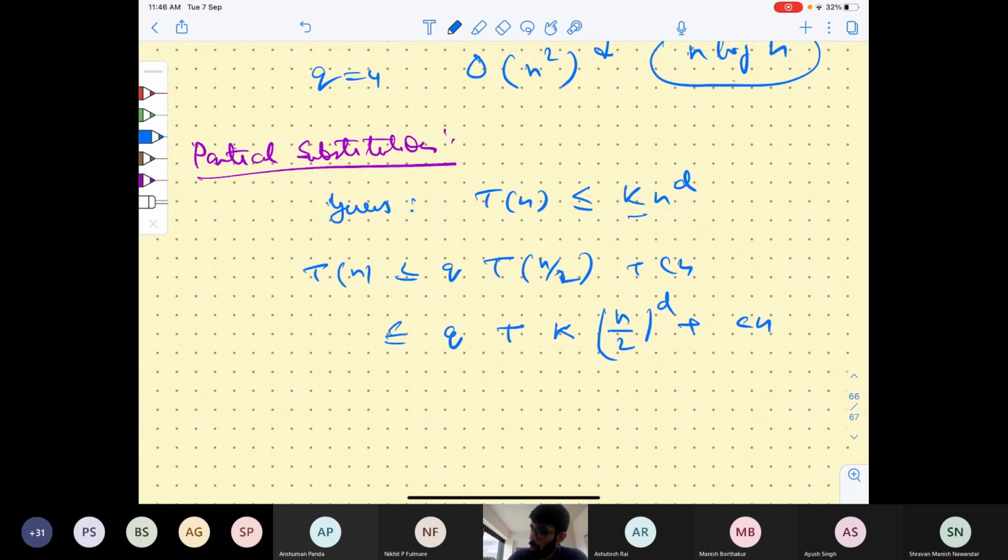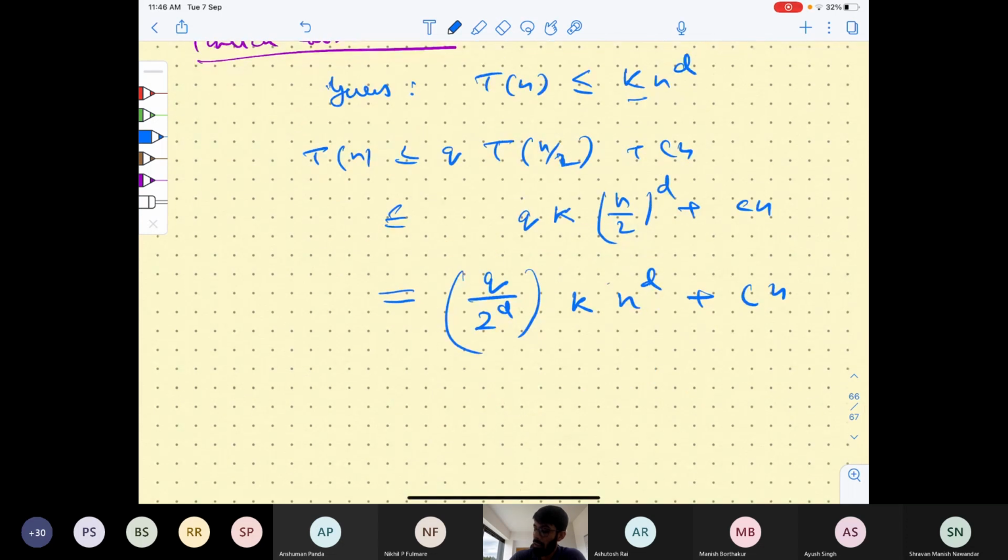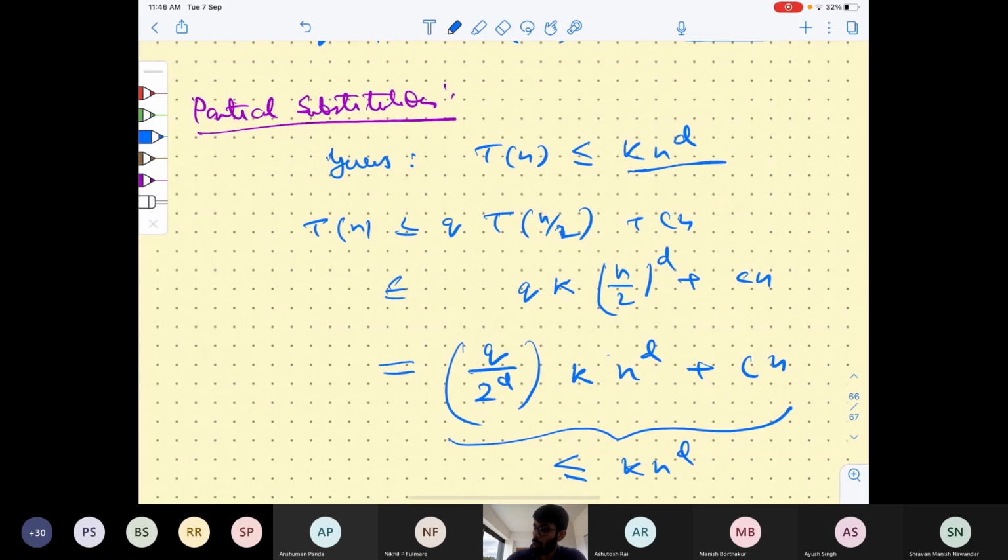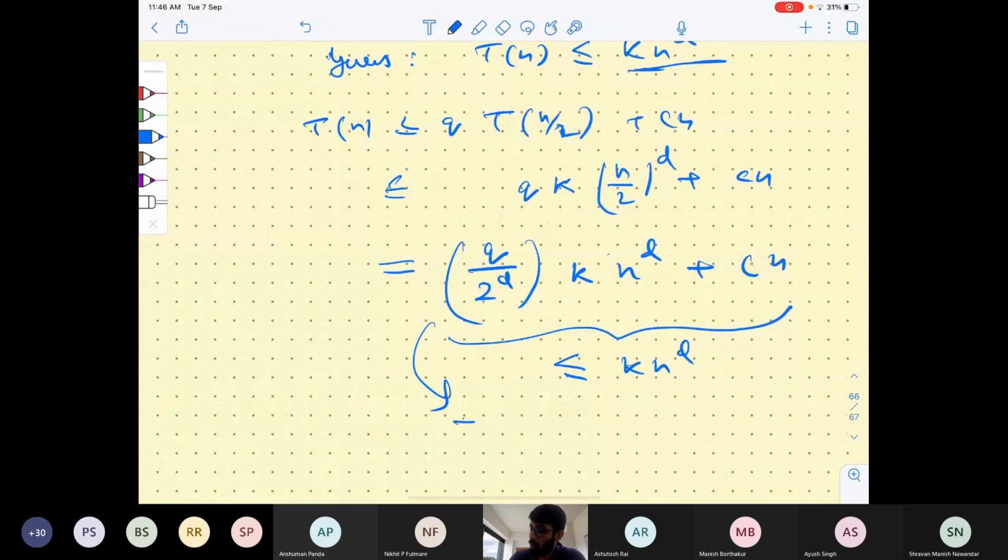So now we want to show this. What do we want to show? We want to show that this whole quantity is less than or equal to K n to the d. Let's take out the constants: q over 2 to the d, K n to the d, right? Plus c. Now we want to show that all of this is less than or equal to K n to the d, for us to show that this works by induction. So that means this quantity, let's say, should be equal to 1, right?